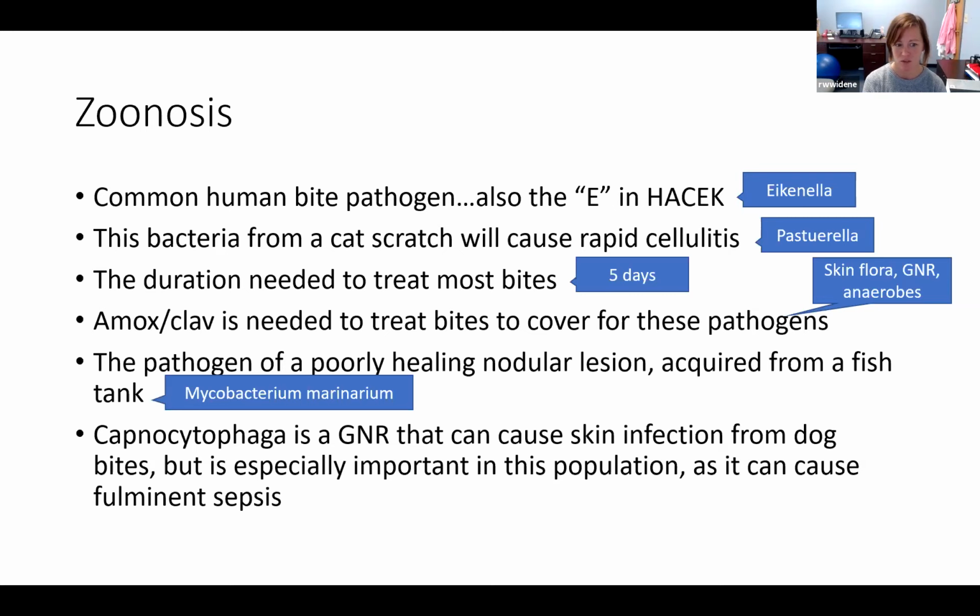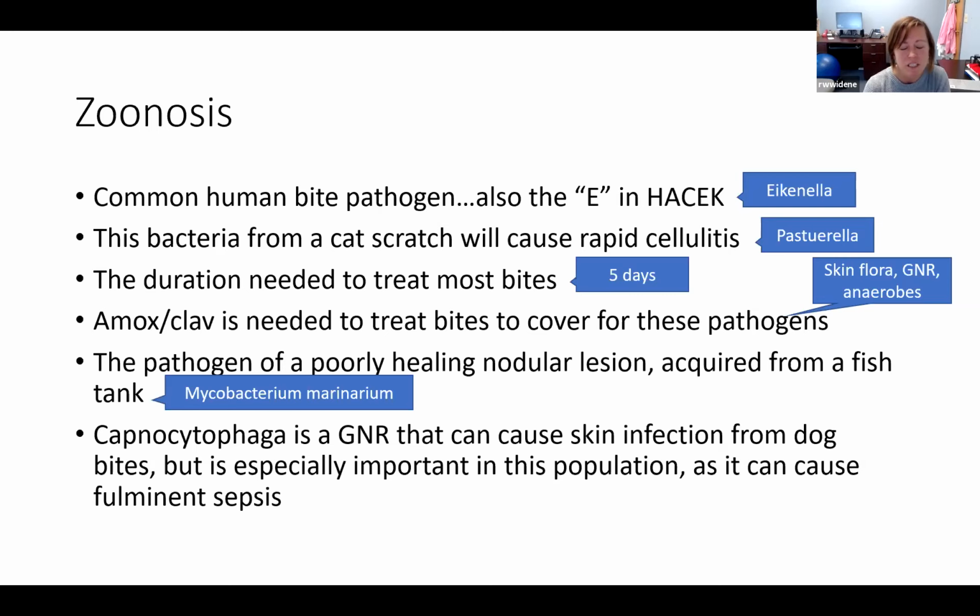Okay, this one is also not on your Spectrum app. Capnocytophaga is one of my favorites. Capnocytophaga is a gram-negative rod that can cause a skin infection from a dog bite, but you hem-onc fellows out there, it's especially important in what population as it can cause fulminant sepsis? People who are asplenic or functionally asplenic, like sickle cell. Awesome. So with asplenia, Capnocytophaga can cause fulminant sepsis from a dog bite if you have no spleen.